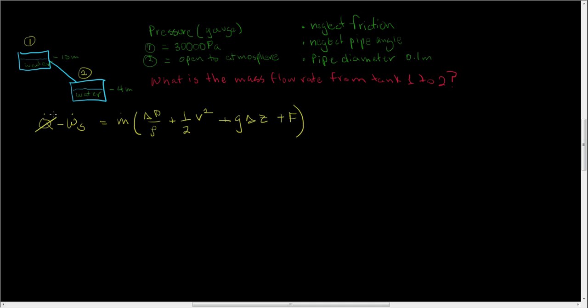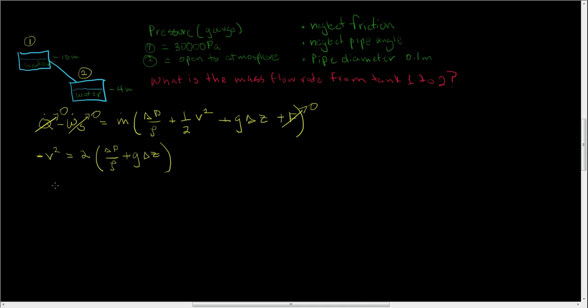But we know that there's no heat in the system and no work, and we're neglecting friction, so we're left with this. And because we have 0 on this side, we can divide both sides by m dot, and we just get this equation. So what we get is negative v squared equals 2 times delta p over rho plus g delta z. Now we just have to do this.